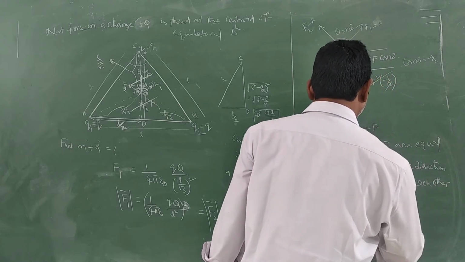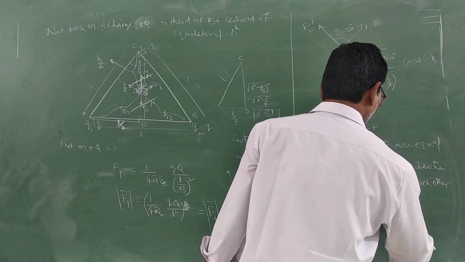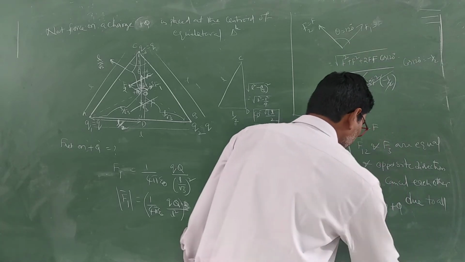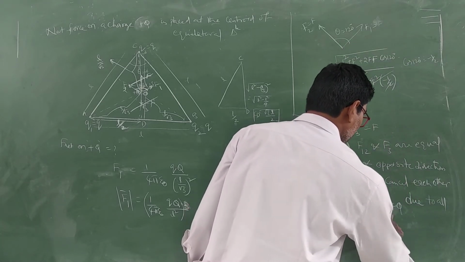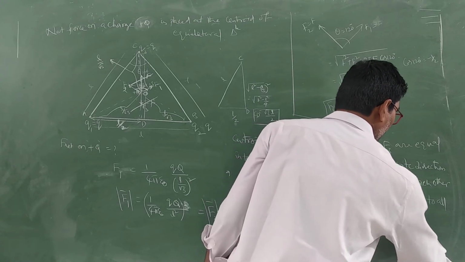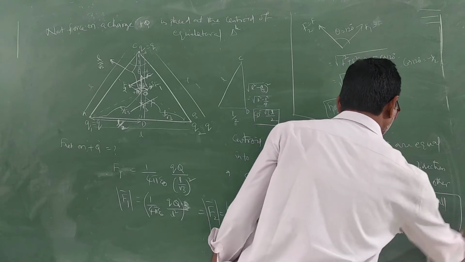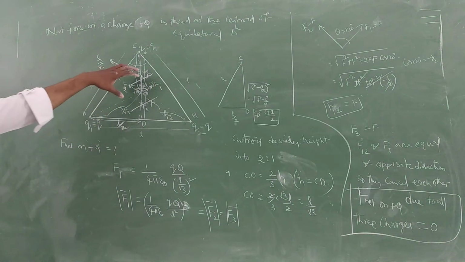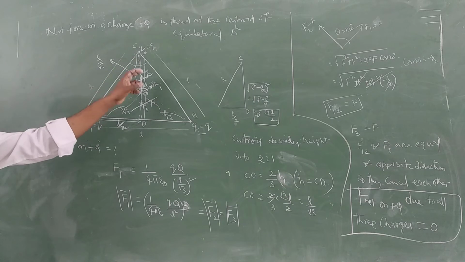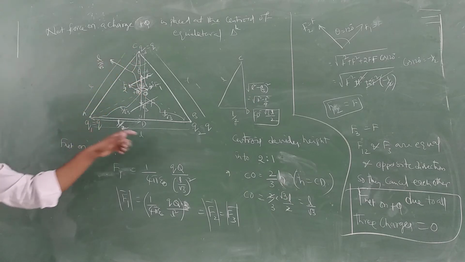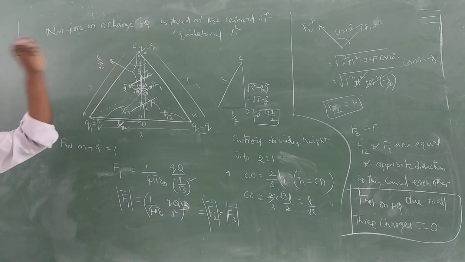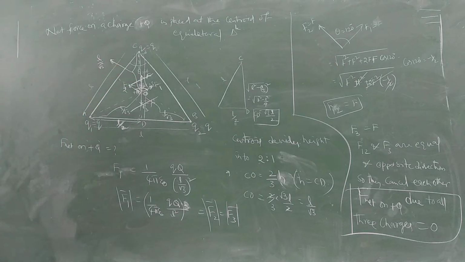The net force on plus Q due to all three charges is 0. So that means if you take a charge which is surrounded symmetrically by other charges, then the net force acting on the charge will be 0.